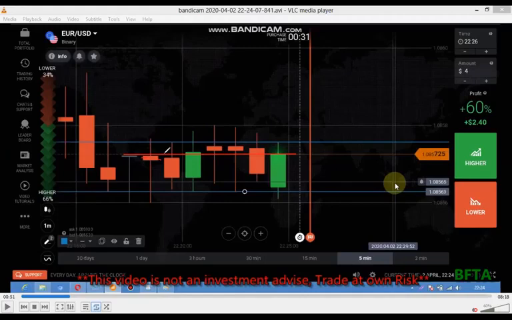So when this bullish candle closed at that area, you can see that it closed above this bullish candle and above this bearish candle, and there is a rejection here. So it means that from here to here is an area, and this candle closed at that area. Now watch what I did next.